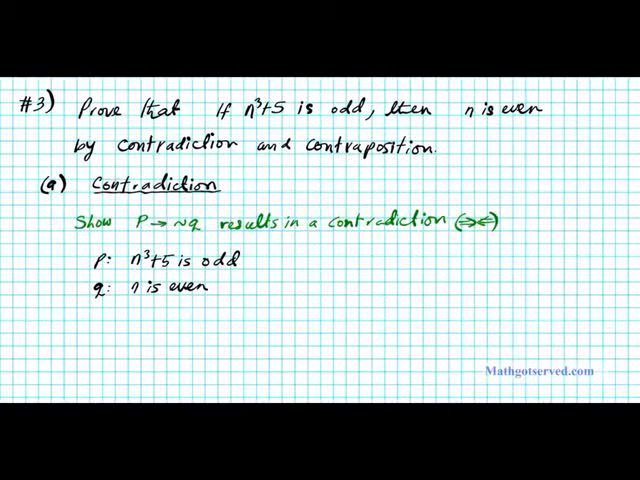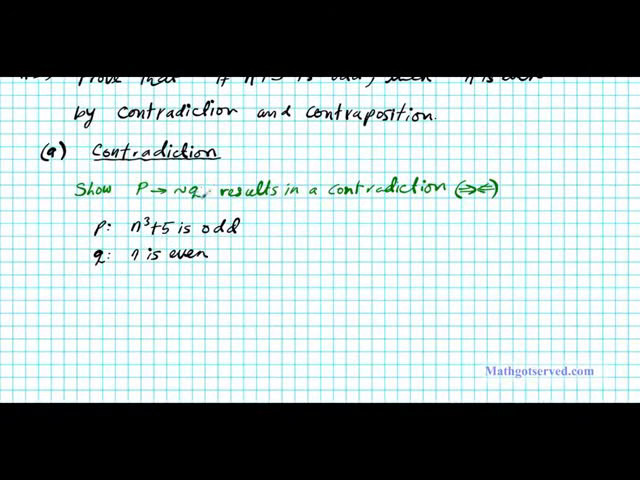All right, so what we want to do is show that P implies not Q results in a contradiction. So if Q is n is even, what is not Q going to be? Not Q is n is not even, and that's the same thing as saying n is odd. If a number is not even, then it's odd, so not Q is going to be n is odd.